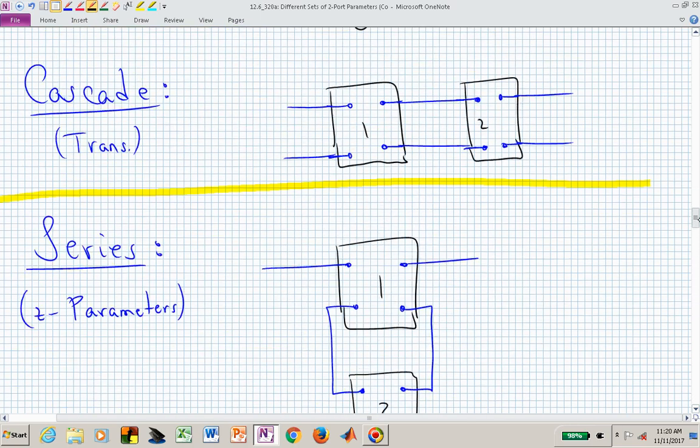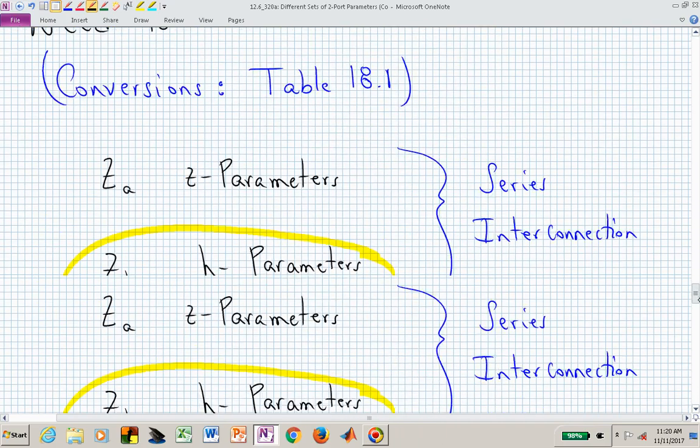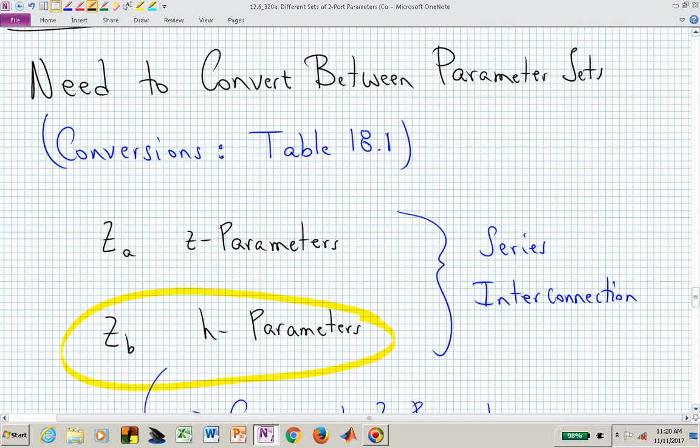And that's the motivation behind converting between one two-port parameter set and another two-port parameter set. If we were actually combining two ports in series, and maybe the top one was H parameters, we might want to convert those H parameters to Z parameters, and then once we have both two ports in Z parameter form, it's easy to combine those if the interconnection structure is a series interconnection structure. So let's now do that. Let's now examine how we would convert between H parameters and Z parameters. And these conversions are all consolidated or contained in table 18.1.